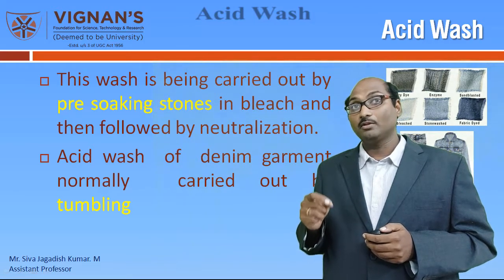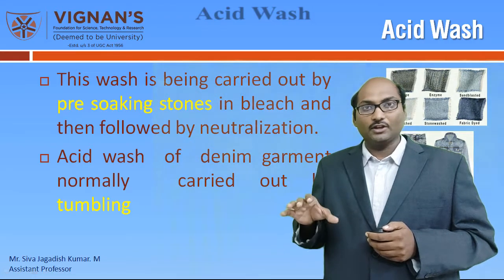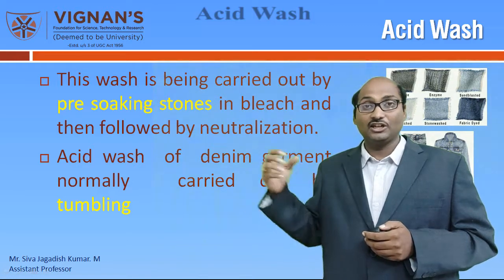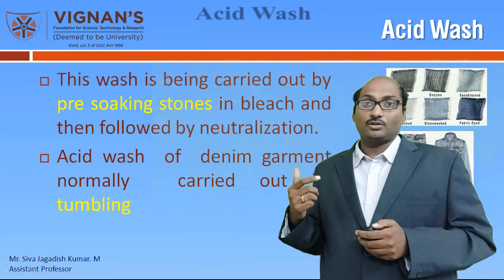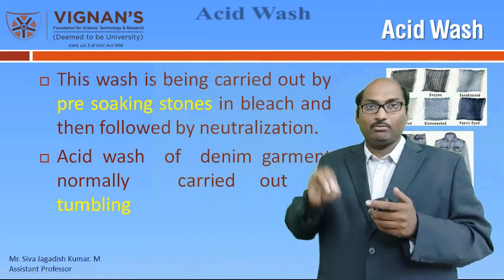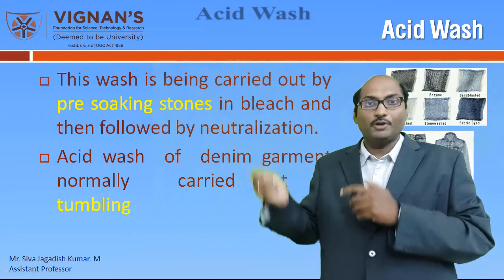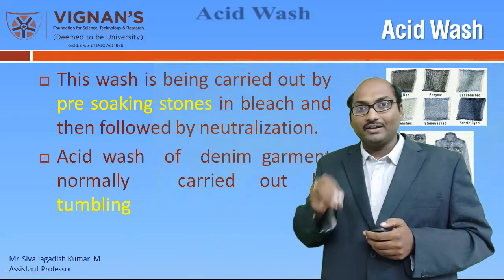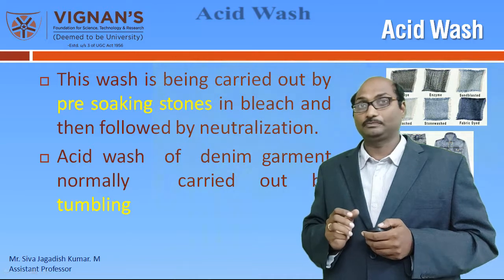The denim garments will be treated with pre-soaked stones: the pumice stones or perlite stones or the synthetic stones which will be soaked in the bleach. Whatever pores they have will carry this bleach. The acid wash on denim garments is normally carried out by tumbling, without water. These bleach-impregnated stones are put on top of the garments and then tumbled. Wherever they touch, they create patches of bleaching.